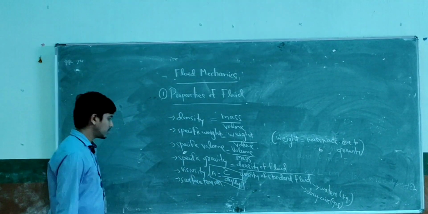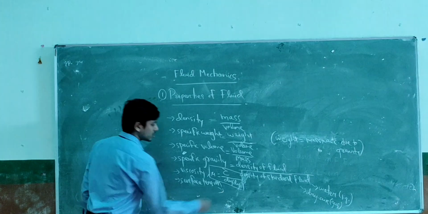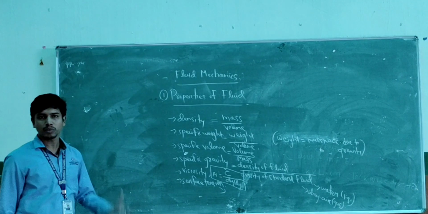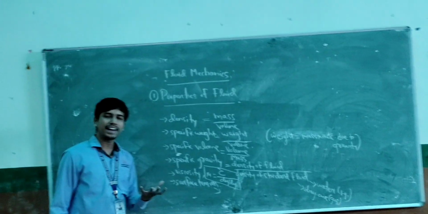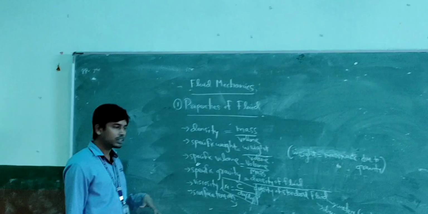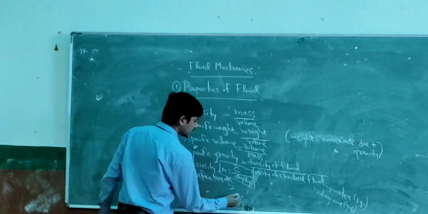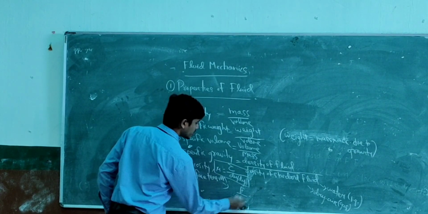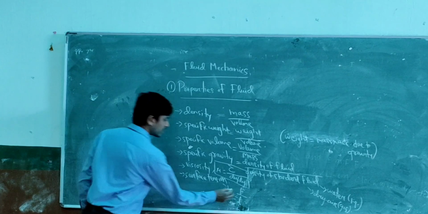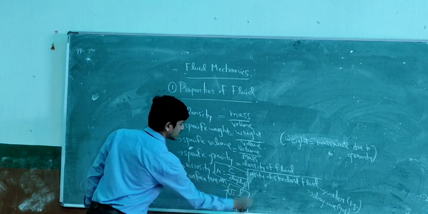This is the mathematical formula of viscosity. Then surface tension. Surface tension is a property, a tensile force acting on the surface of the water. Okay, this is a tensile force acting on the surface of the water. So its formula is force per unit length, okay, and the symbol is sigma.